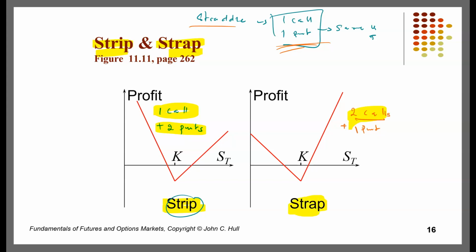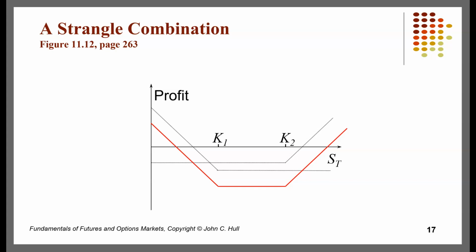So strip and strap are very similar to the straddle, except for the fact that you have a pretty good estimation of where you believe that the stock price is going to go, and therefore you double your position in the call if you believe that the stock price is going to be increasing. That is the strap. And you double your position in the put if you believe that stock price is going to be decreasing. That's the strip. And finally, we're going to talk about the strangle strategy.